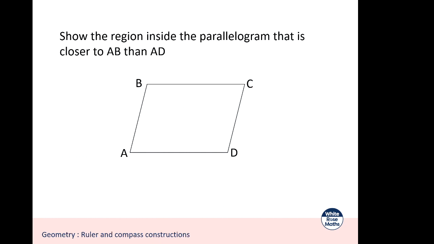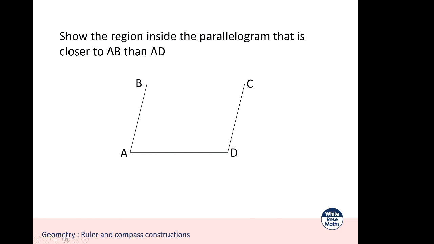Okay, so next part here. This one I can't really explain here, but I'll show you the actual marks. It says show the region inside the parallelogram that is closer to AB than AD. So this is looking at an angle bisection. It's bisecting angle A, so it's an angle bisector.